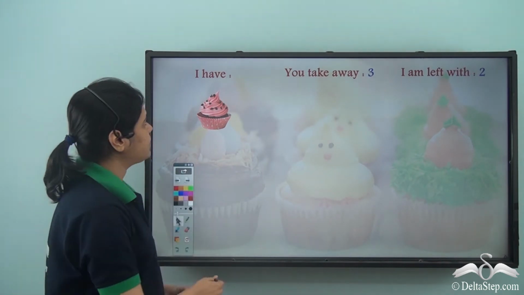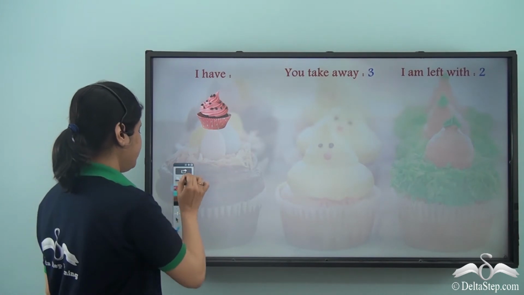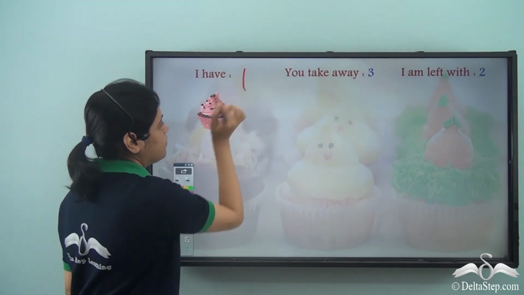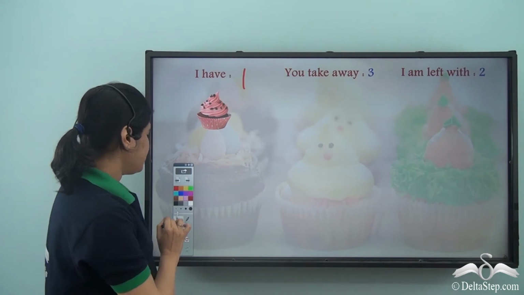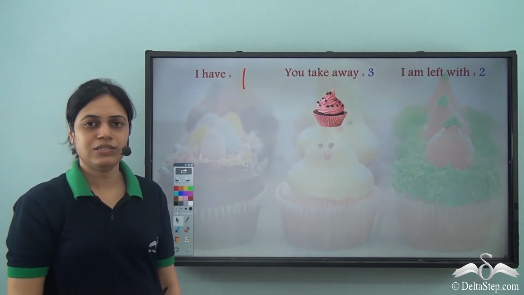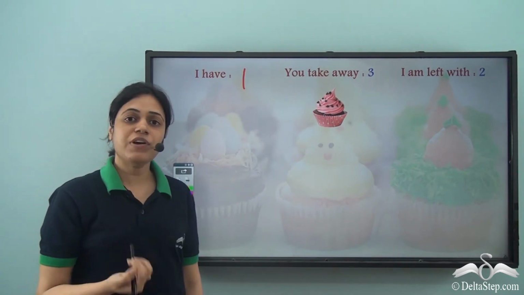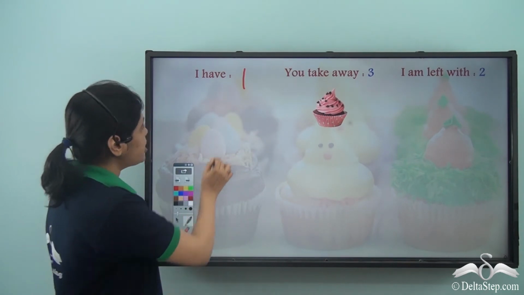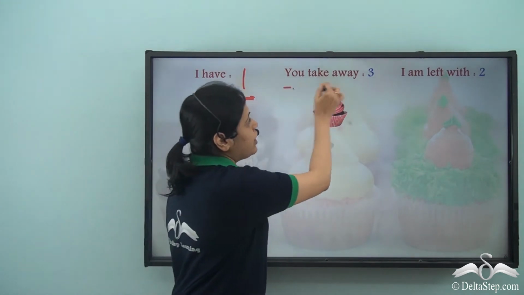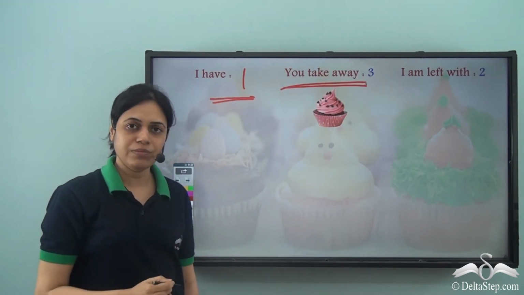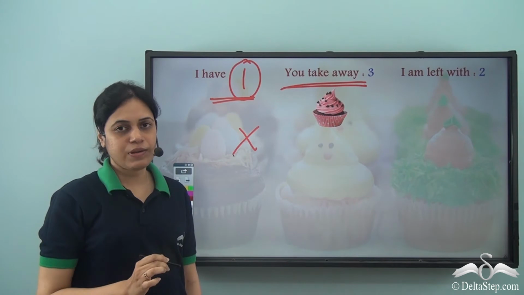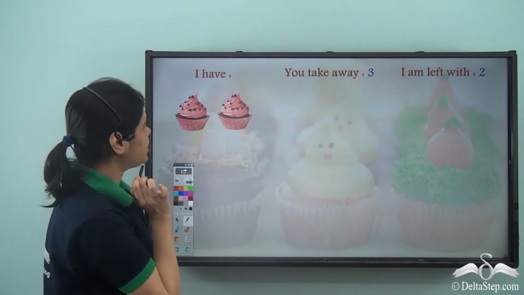Let's try and do that. So suppose I have 1 and you take away 3. I cannot give you more than 1 cupcake because I just have 1 cupcake. So if I have 1 cupcake, you cannot take 3 cupcakes from me, right? So this is not a possible answer. Let's move to the next one.